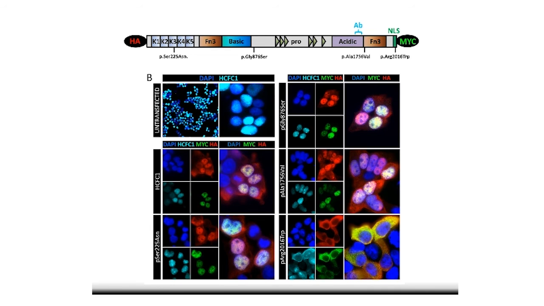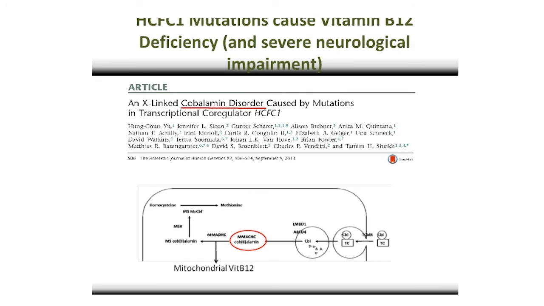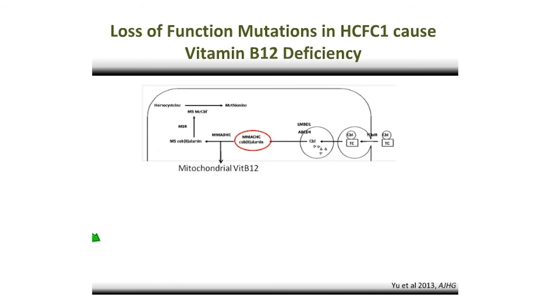Well, when we were preparing this work, we paid particular interest to this article from Tamim Shafiq's lab at the University of Colorado. Now, he discovered mutations in HCFC1 in a slightly different region of the protein to us that caused a metabolic disorder called cobalamin disorder, which is essentially a vitamin B12 deficiency disorder. Most commonly, this disorder is caused by mutations in this gene, MMACHC. So they decided that it would be interesting to try and link HCFC1 function to MMACHC, and they did this.